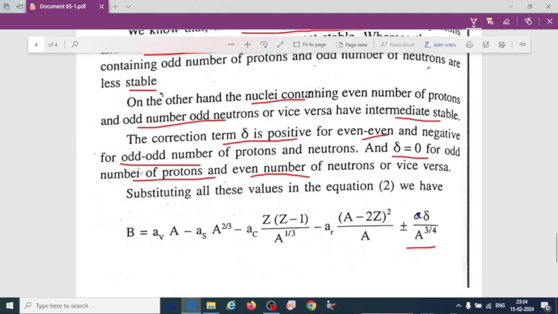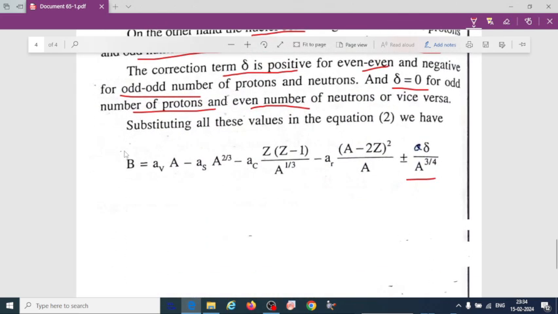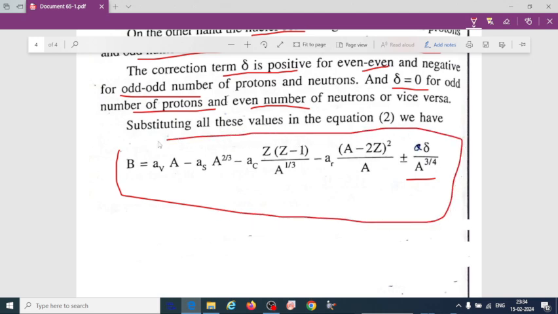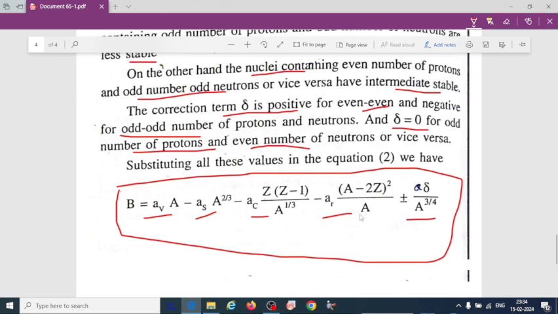If we add all these five correction terms, we get this binding energy equation. The first term is the volume energy correction, then the surface energy correction, Coulomb energy correction, asymmetric energy correction, and pairing energy correction. So this is all about the semi-empirical mass formula, including the binding energy correction terms.